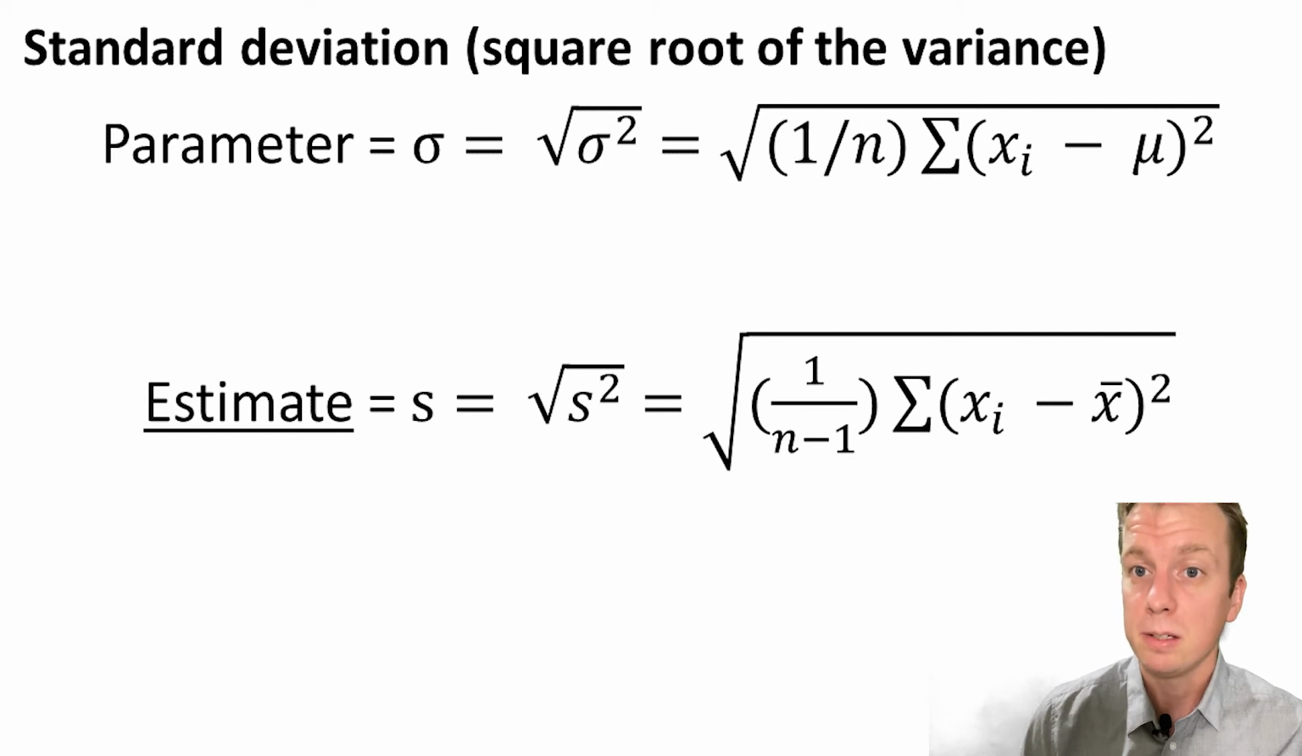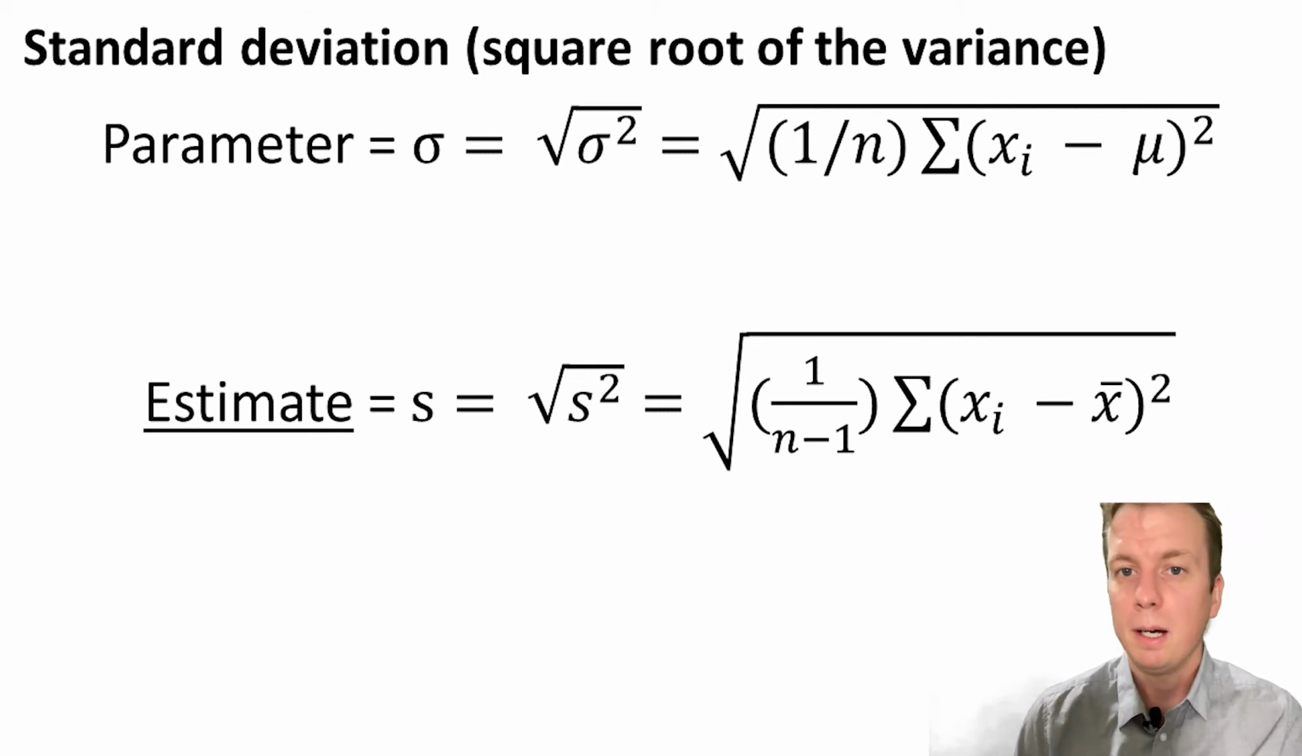Standard deviation is simply the square root of the variance. The parameter is sigma, and the estimate is s. I have included here the long-form calculation for both sigma and s. We will be calculating standard deviation and variance quite a lot in this course, so you need to make sure you understand how to do these calculations.